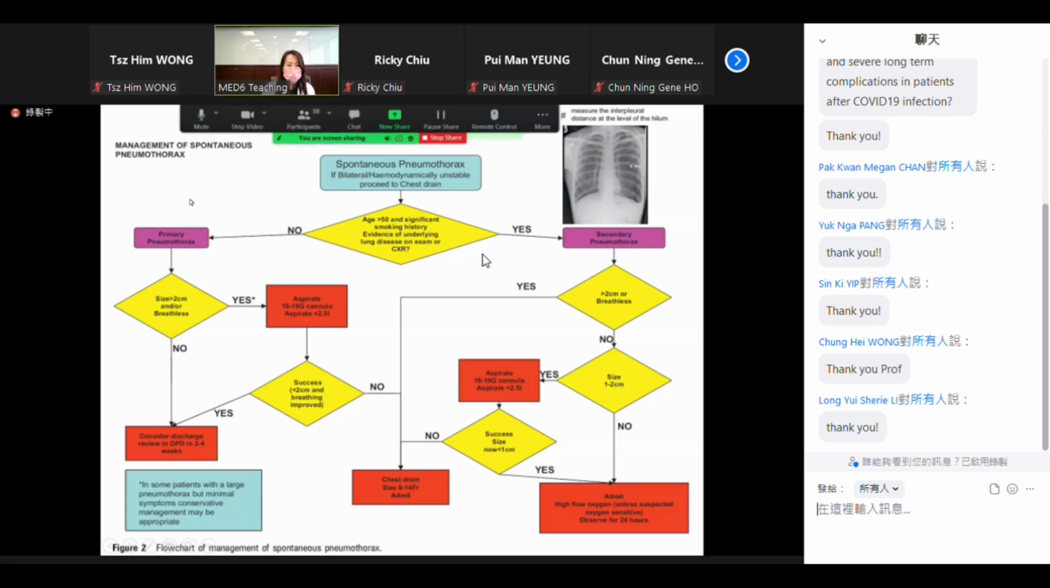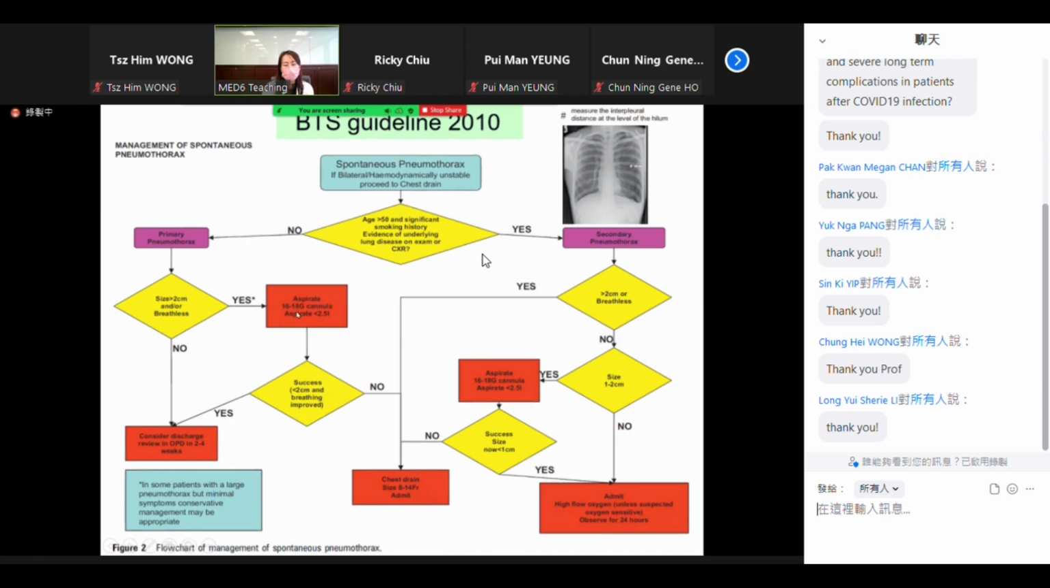So first of all, for primary spontaneous pneumothorax, we have to estimate the size and also the symptoms. If the size is less than 2 cm rim on the chest X-ray, or the patient does not have any symptoms, then we can discharge and review the patient. However, if the pneumothorax is bigger than 2 cm and or the patient has symptoms of breathlessness, then we have to remove the air from the pleural space. As I mentioned, the first line treatment for primary spontaneous pneumothorax is simple needle aspiration.